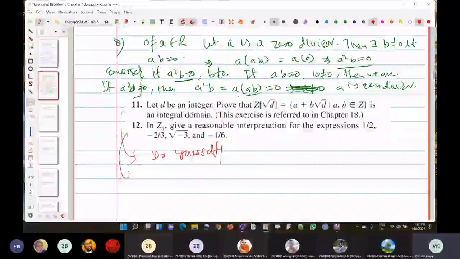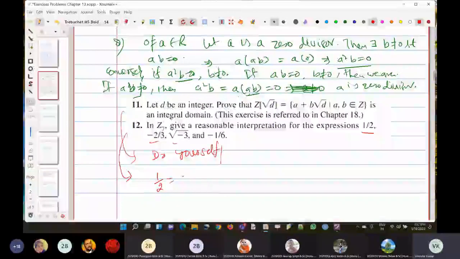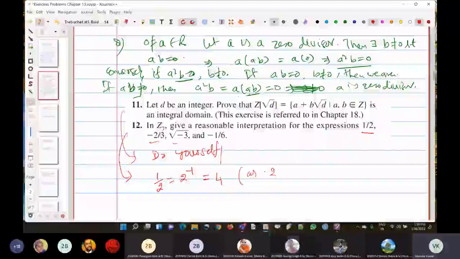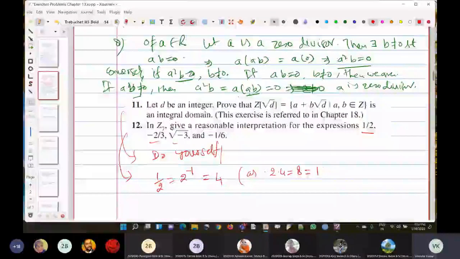Question number 12. I will do one only. Maybe we can take 1/2. They are telling that we need to give a reasonable expression for these four expressions in Z7. So 1/2 means 2 inverse, and the inverse of 2 in Z7 is what? 4. 4 times 2 equals 8, and under modulo 7 this is unity. Similarly, other things you can also do.